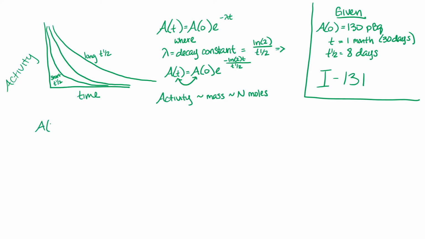Activity at a given time, we could even put 30 days in parentheses here, is equal to our initial activity of 130 picobecquerels times e to the negative natural log of 2 times 30 days, or 1 month. We're using 30 days here so that our units cancel out, divided by our half-life for iodine-131 of 8 days. It's important that the units cancel out because we can't raise anything to the power of e that has units attached, so this portion of the problem must be unitless.